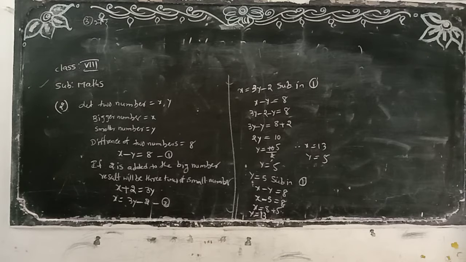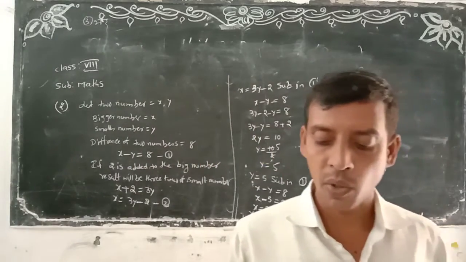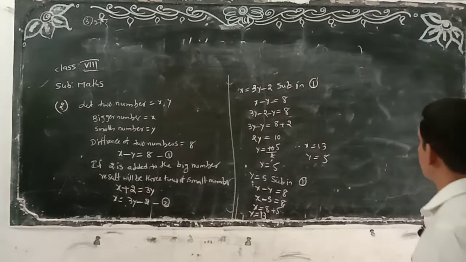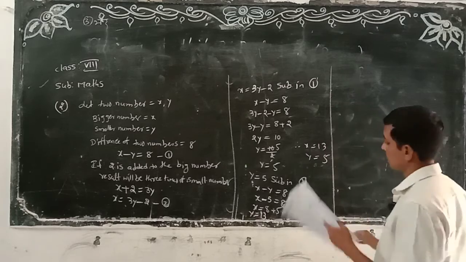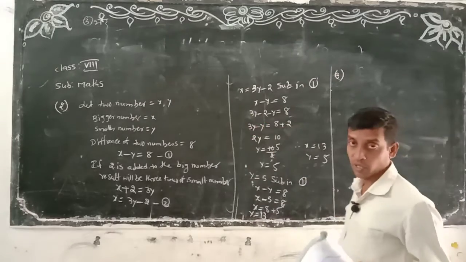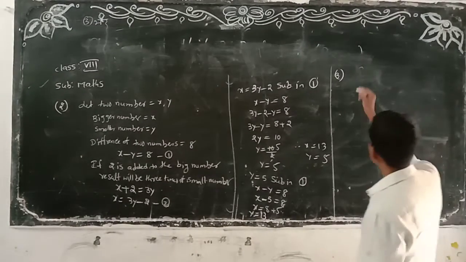Next, third one. What are those numbers whose sum is 58 and difference is 28? Third one, similarly, same like this only. I will give the clue. You have to do the homework. Okay? What are those numbers?